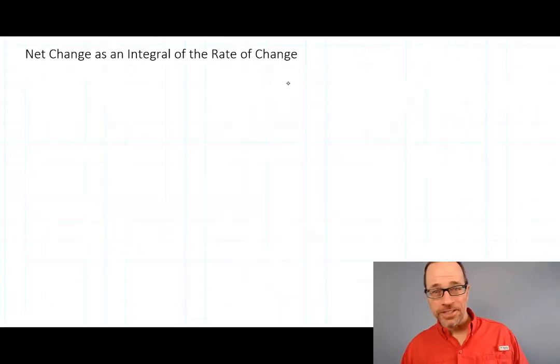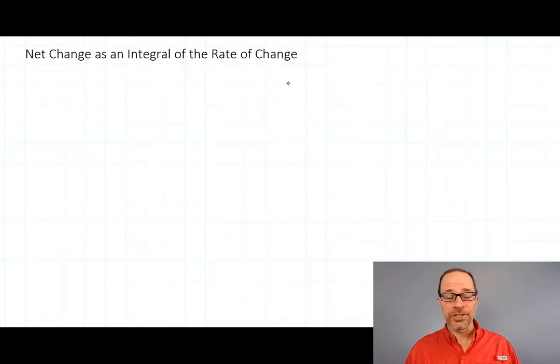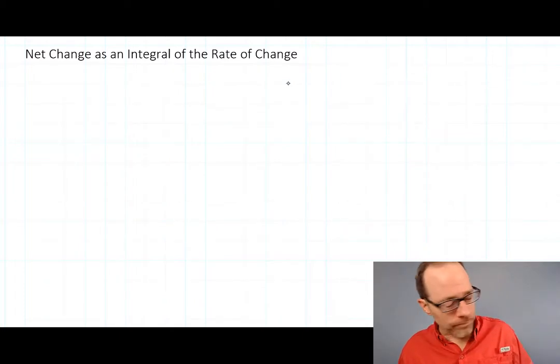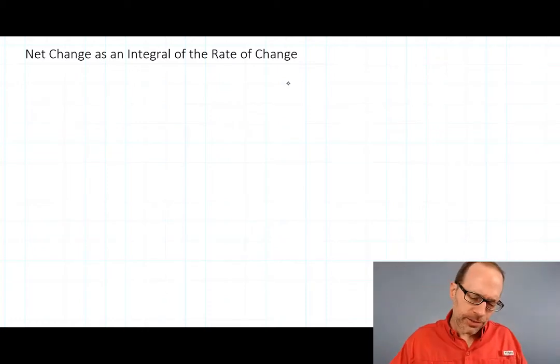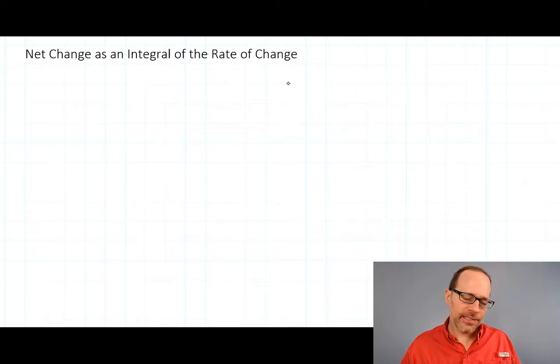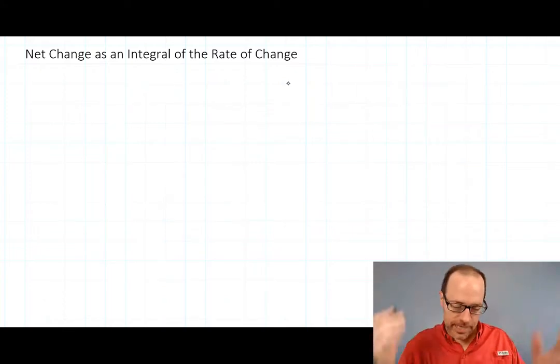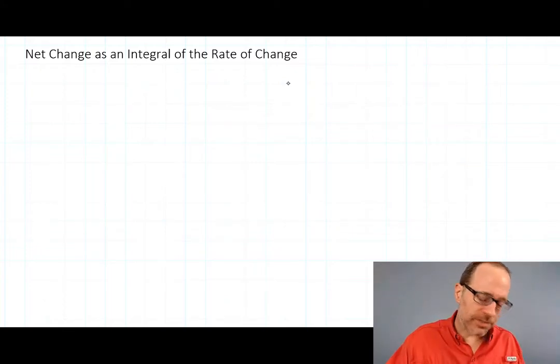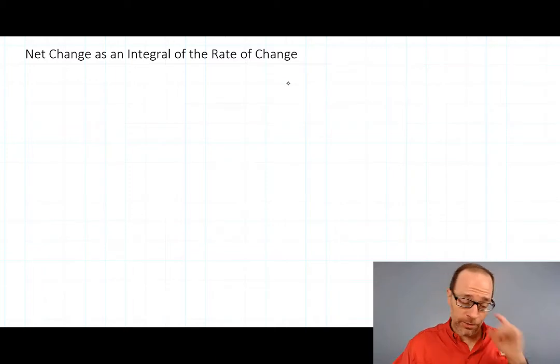All right, welcome. Today we're going to talk about net change as the integral of the rate of change. So, this is one way calculus is used a lot in physics, economics, finance, math, chemistry, things like that. And it's really just a statement of the fundamental theorem of calculus.